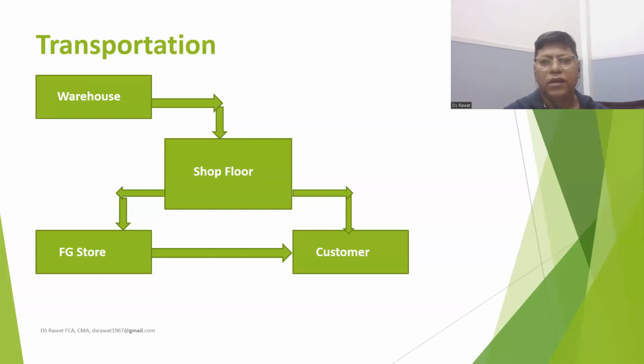It can be eliminated by keeping those two machines side by side, or by making the layout in such a way that there is no movement or very less movement. Similarly, why send to the finished goods store? Why cannot it directly be lifted from the shop floor through the cranes, overhead cranes, or some other medium?